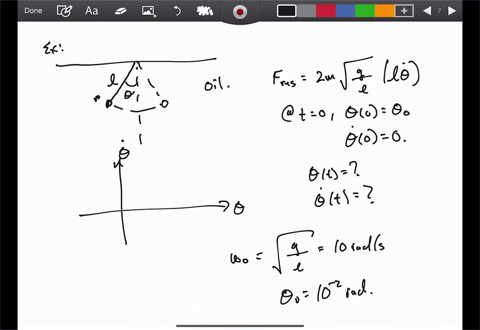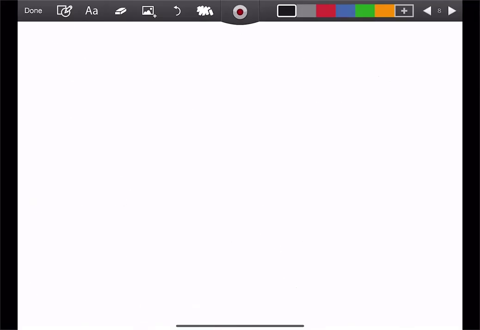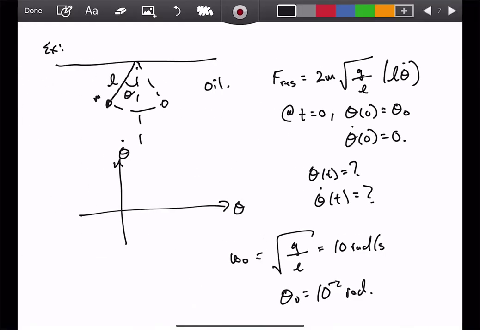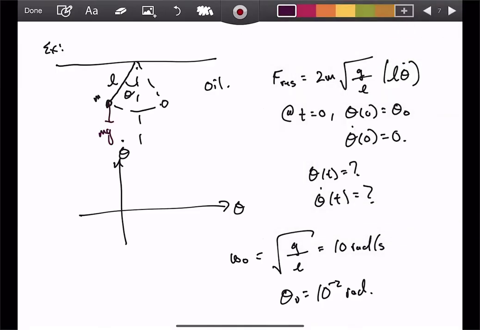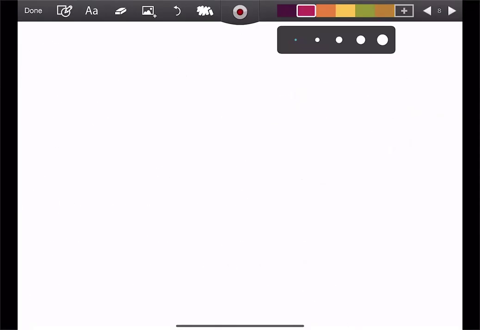So first of all, let's use the sum of our torques in this case. Let's go back to my picture. We know we have a gravitational force pulling downward, so mg is in this direction. This is a restorative force, meaning it wants to pull back in this direction. So the only torque I have in this case is my gravitational torque.